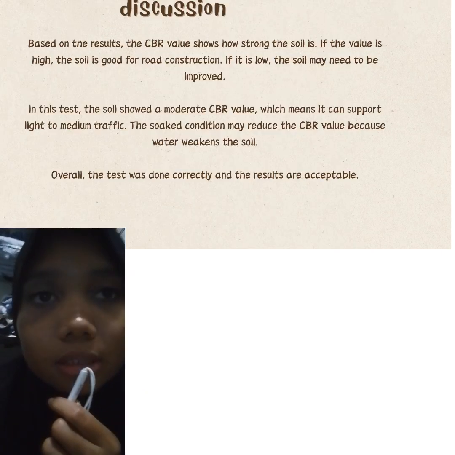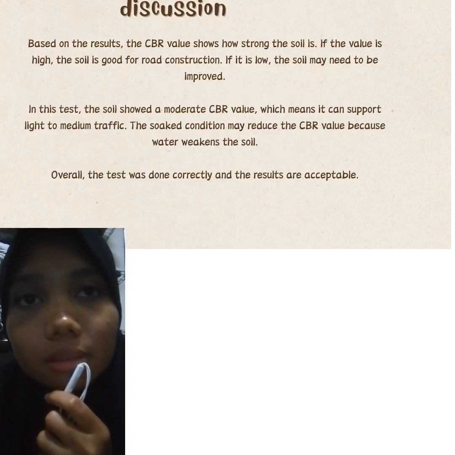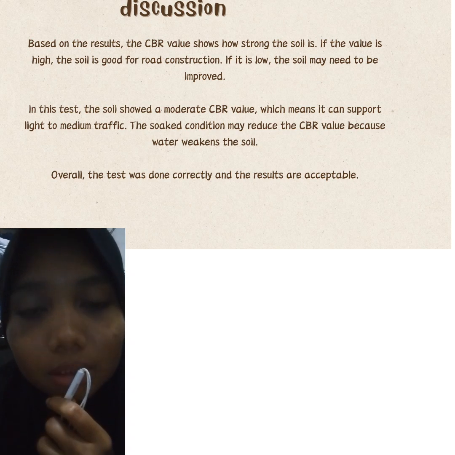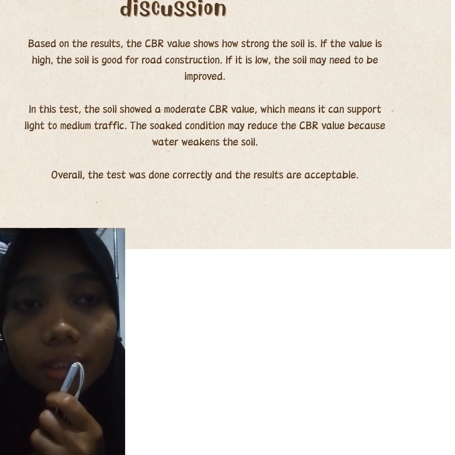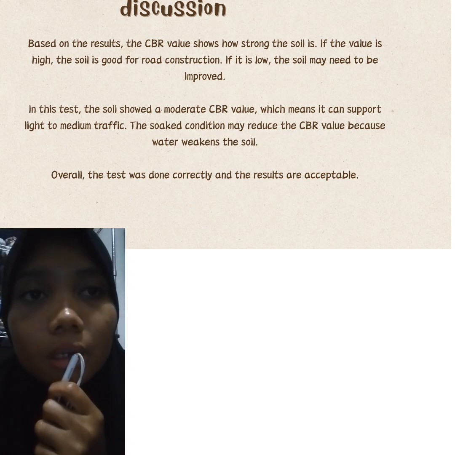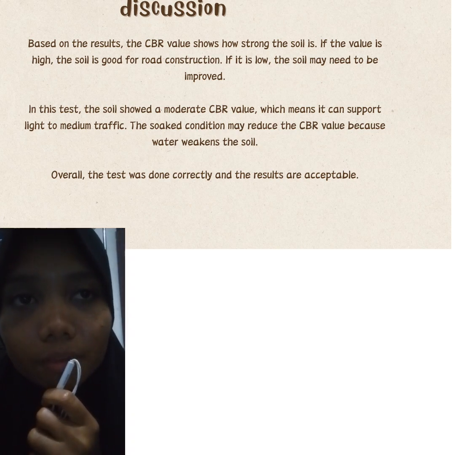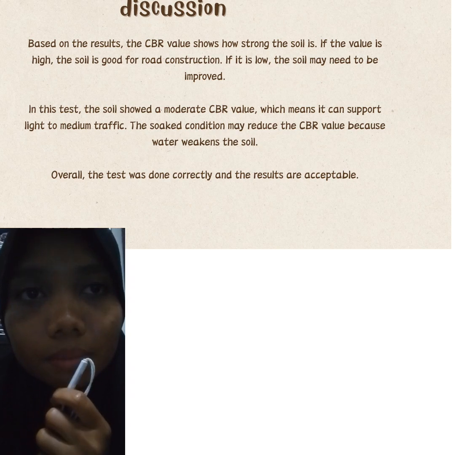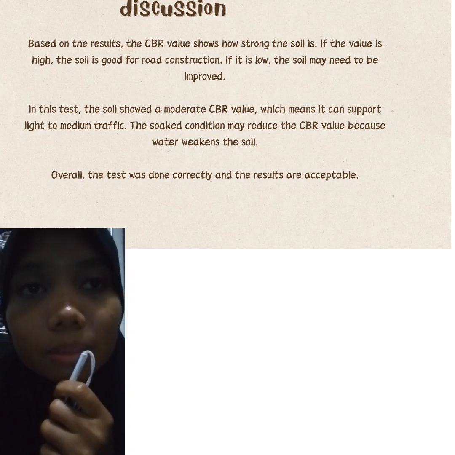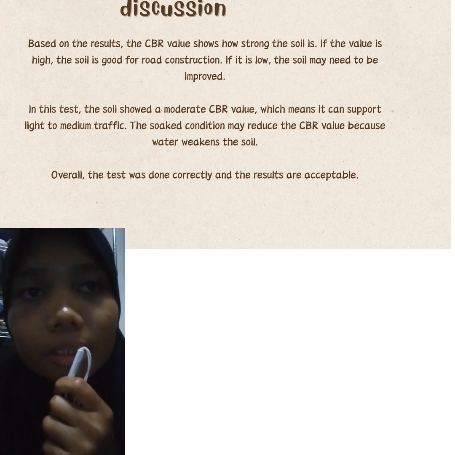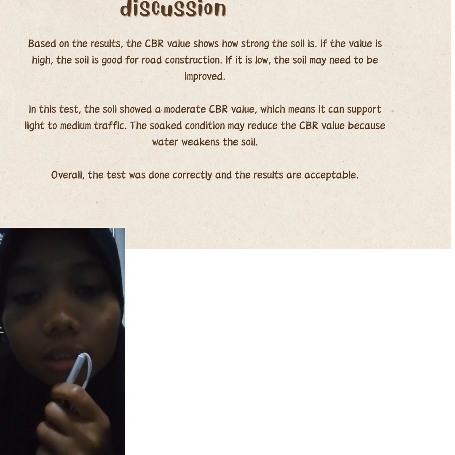Based on the results, the CBR value helps us understand the strength of the soil. A higher value means the soil is strong enough to support road traffic, while a lower value indicates that the soil may not be strong enough and could need improvement. For this test, we observe how the soil performs under different levels of penetration. It's also important to note that soaking the sample usually lowers the CBR value, as water weakens the soil. Overall, the test was carried out under standard conditions. The results match what we would expect for this type of soil.